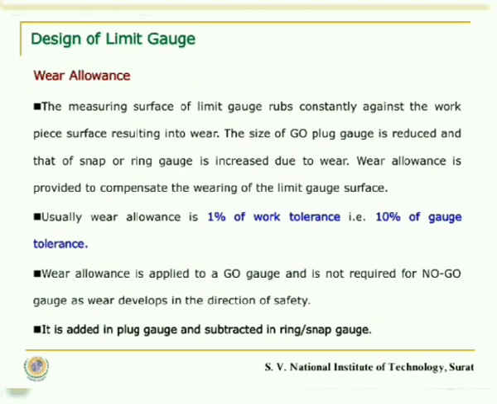So, wear allowance is applied generally to a go gauge and it is not required for a no-go gauge, as wear would develop on a no-go gauge in the direction of safety. So that would in a way help. This wear allowance should always be added to the dimension in case of a plug gauge and should be subtracted in case of a ring or snap gauge.